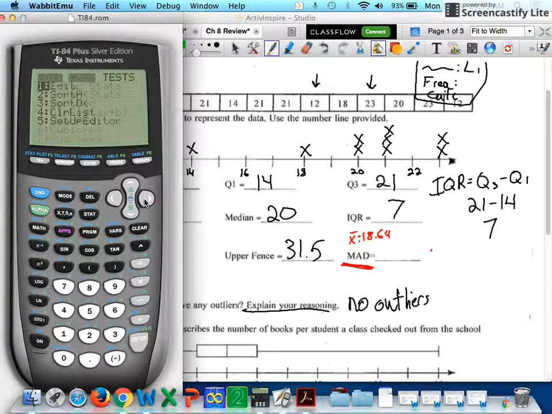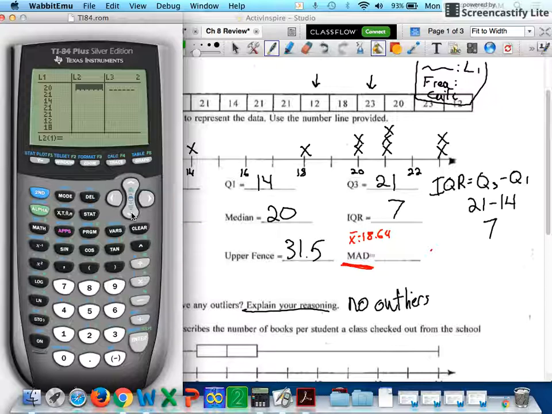Now, if we want to use that, we're still doing the same sort of steps. We're stat, edit. Over here in list 2, let's pretend it's not there. Let's show you the other way to calculate this. Again, you arrow up to list 2, press enter. This is the way a lot of you are going to be familiar with it. If that last way that I just showed it confused you, or you're like, wait, that's not how we did it, then ignore it. You do it this way. We still need that absolute value. Absolute value of list 1.